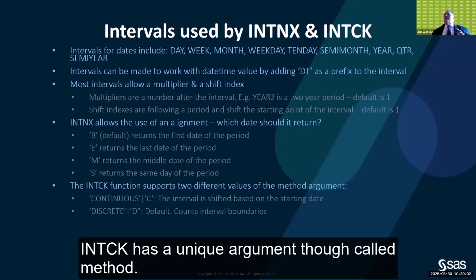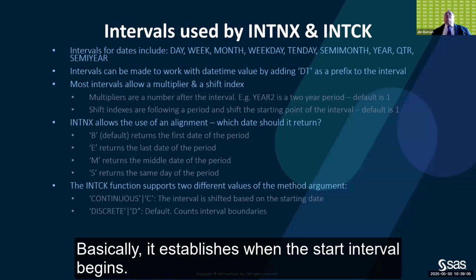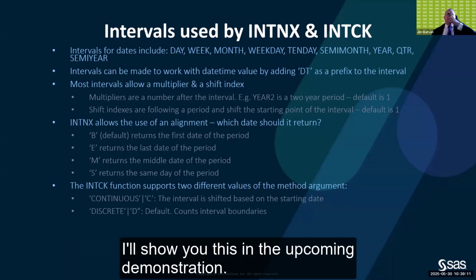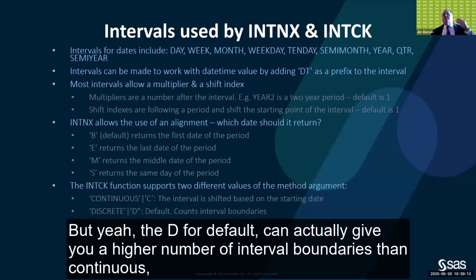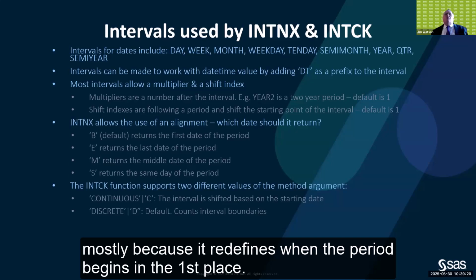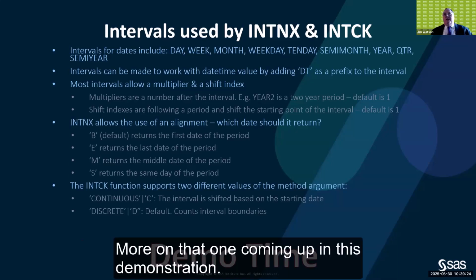INTCK has a unique argument, though, called method. Basically, it establishes when the start interval begins. I'll show you this in the upcoming demonstration. But the D for default can actually give you a higher number of interval boundaries than continuous, mostly because it redefines when the period begins in the first place. More on that one coming up in this demonstration.